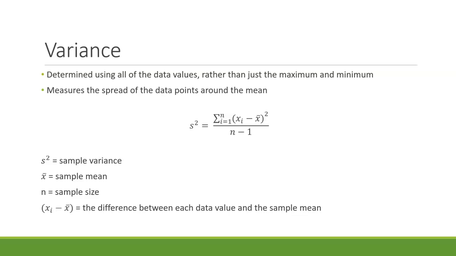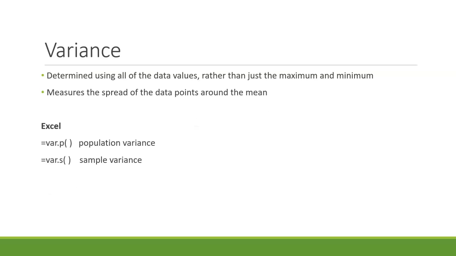What it is, it's the sum of the difference between each of your data values and the sample mean all squared. That's the numerator divided by n minus 1. So that's what's happening when you put this into Excel. When you use equals VAR.P or VAR.S and selecting all of your data. So those are our Excel functions that we need to remember.